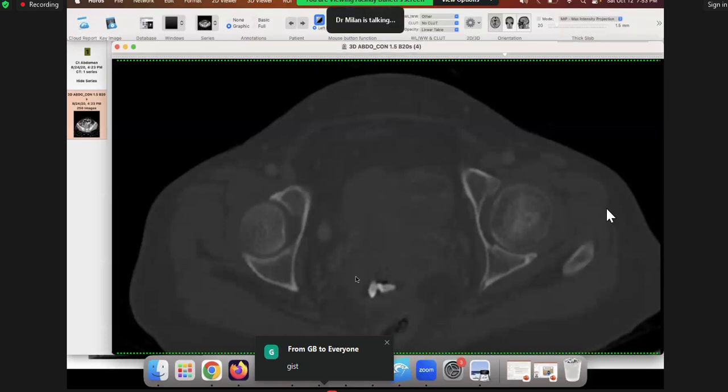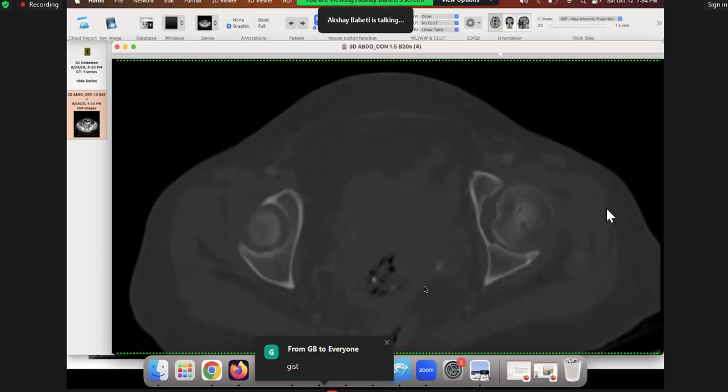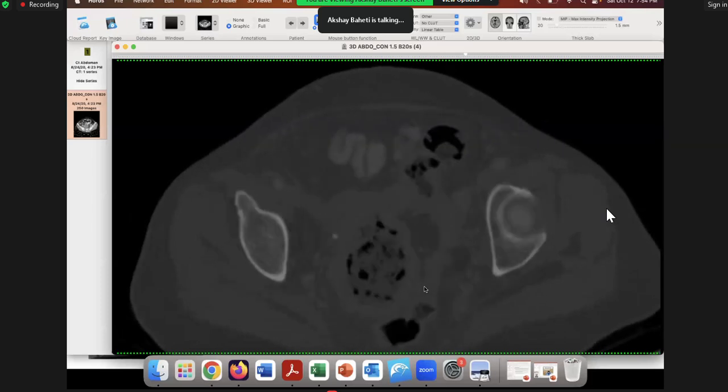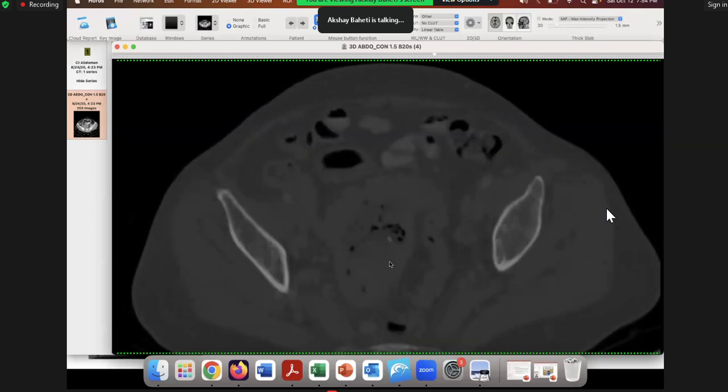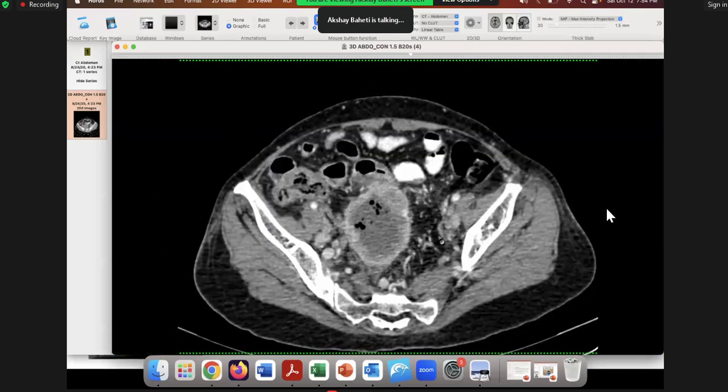So ossification, correct? This looks like cortex and medulla to me, right? So it looks like ossification. I mean, maybe not tooth, but at least bone is what I can say. And once I think that, then what else can it be?